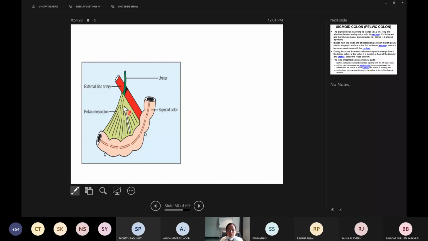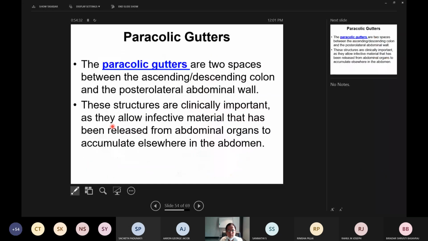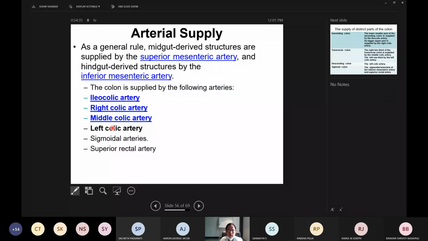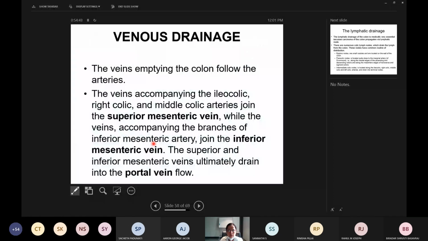So this is the sigmoid mesocolon. This is in whole what I have described. The superior mesenteric and the inferior mesenteric artery, these are all the branches. I have mentioned all this already.